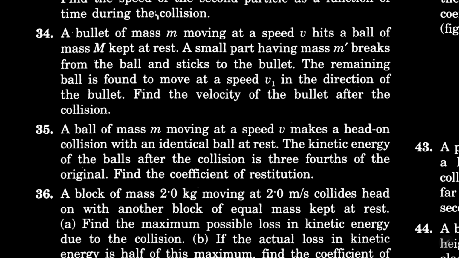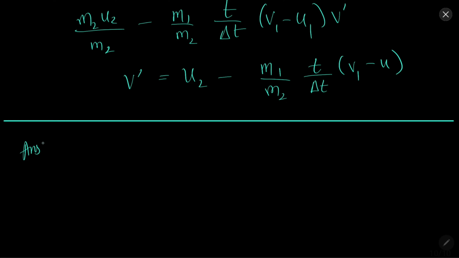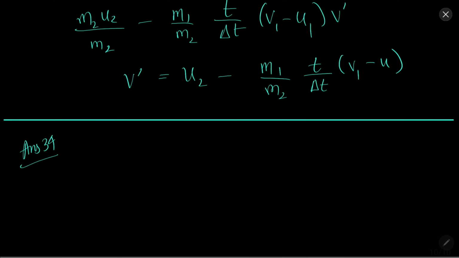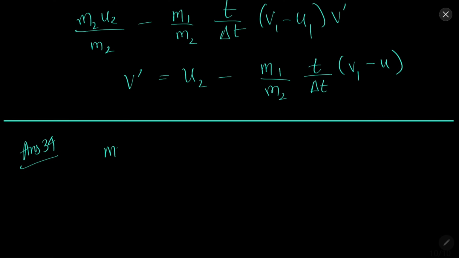In question 34, we have a bullet of mass m. Find the velocity of the bullet after the collision. Solution 34. Again, by conservation of linear momentum, we will have this equation.